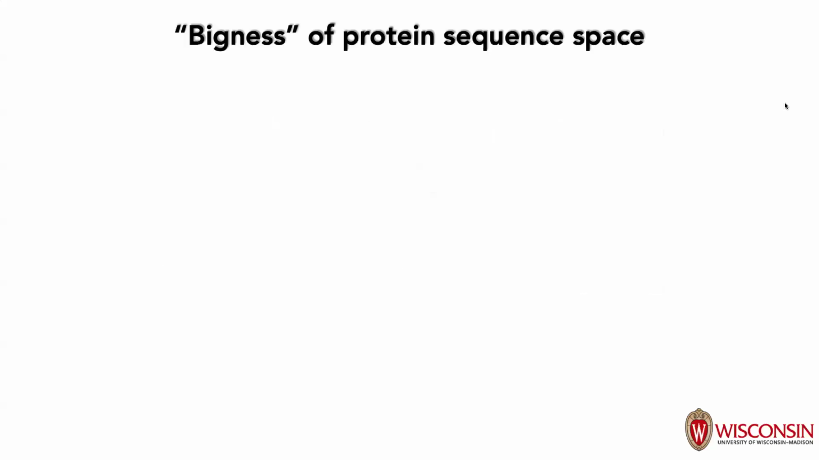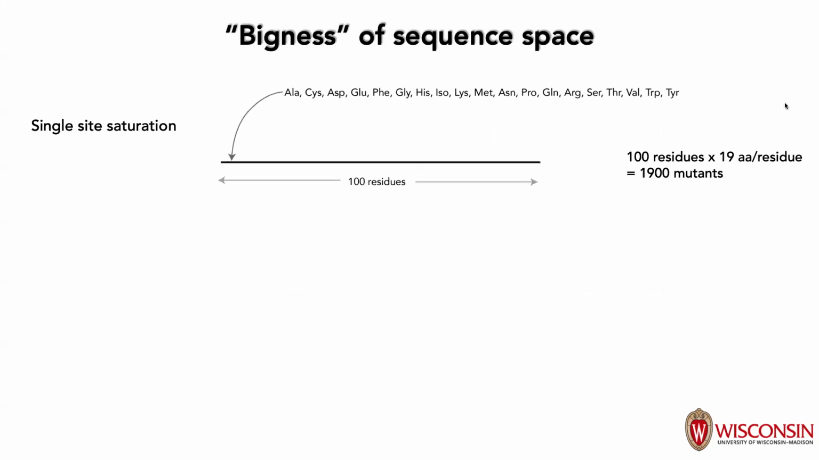Now, this really gets to the point of the bigness, quote unquote, of protein sequence space, right? And what do I mean by that? So imagine a simple 100 amino acid protein. If you want to explore the protein sequence space around this, let's say you want to introduce all 19 non-wild type amino acids at a given site. And if you want to do this across all 100 positions, that's 1900 mutations, right?